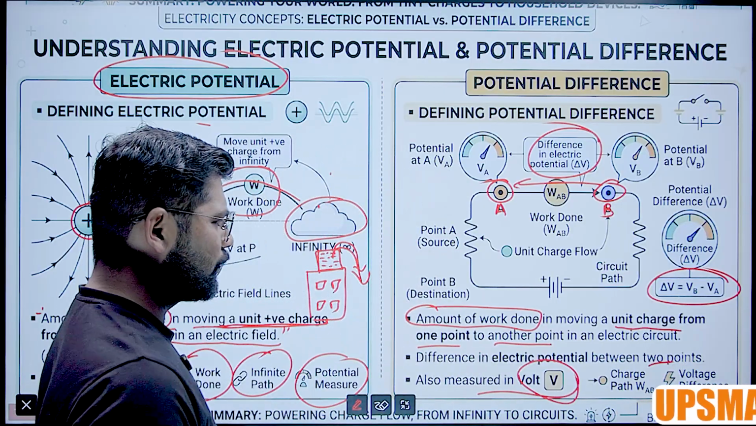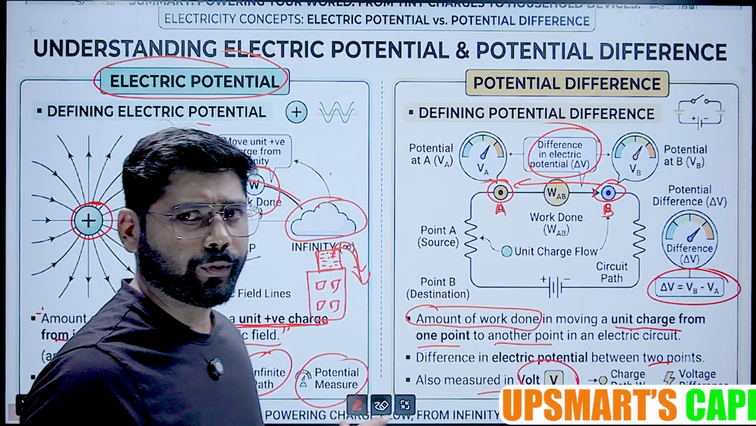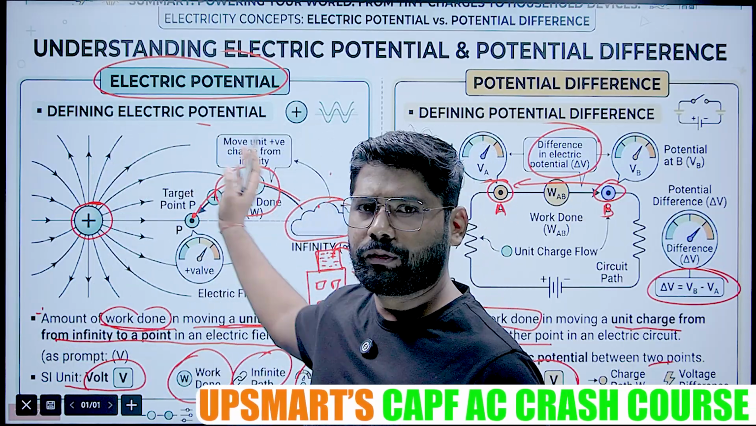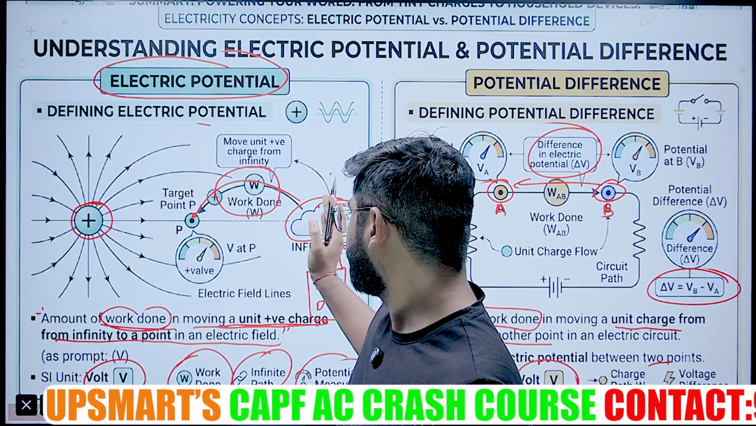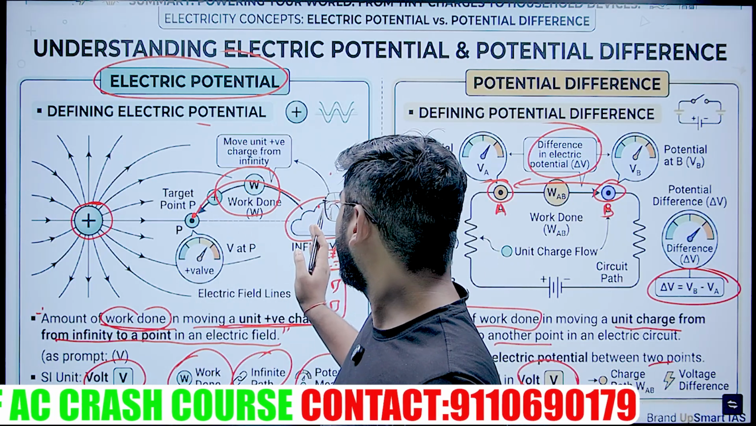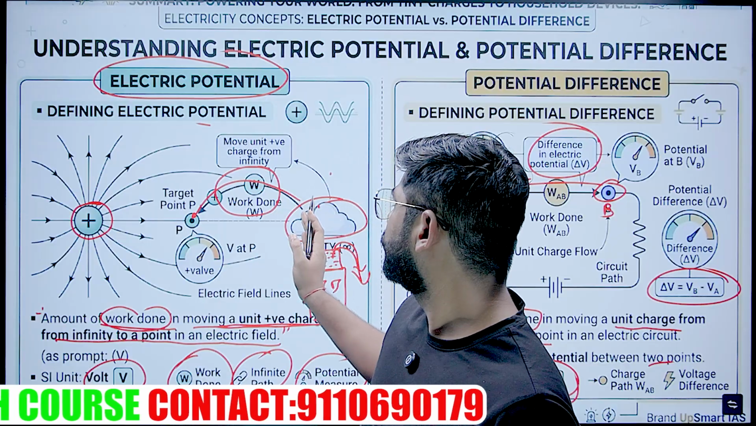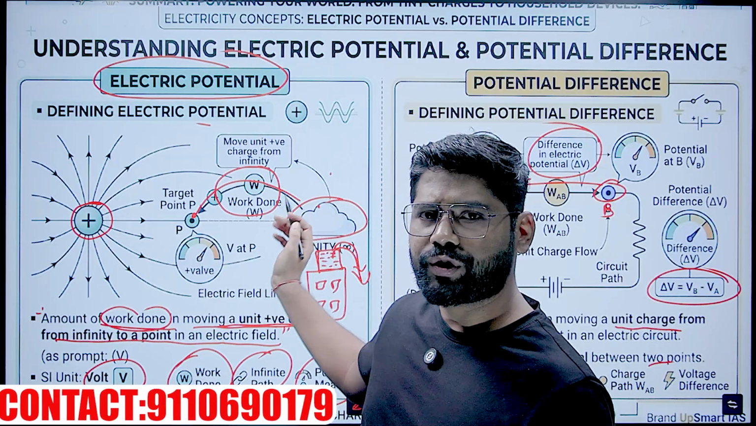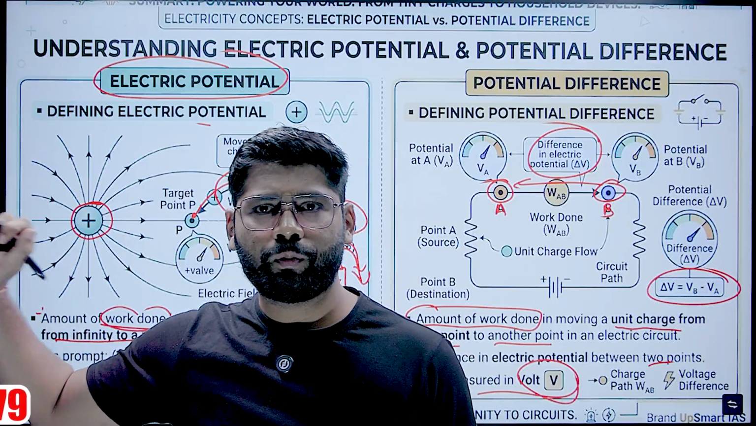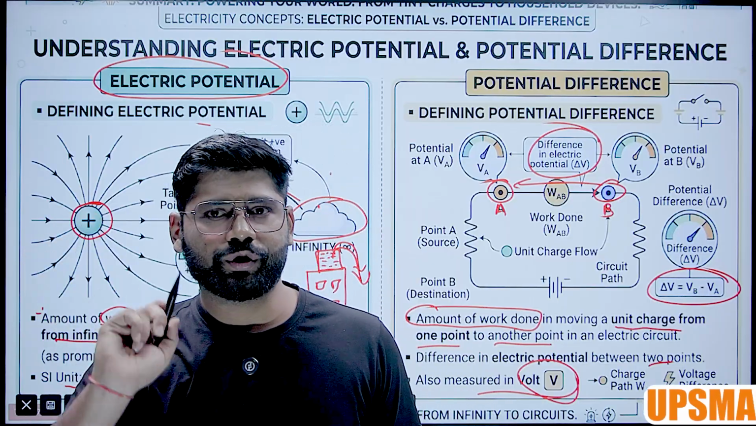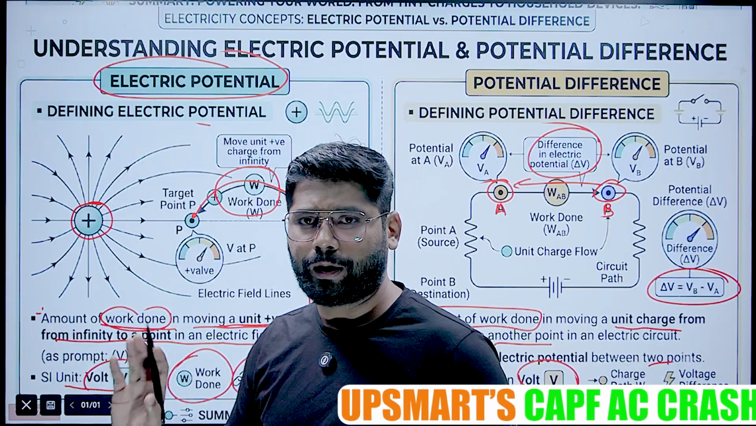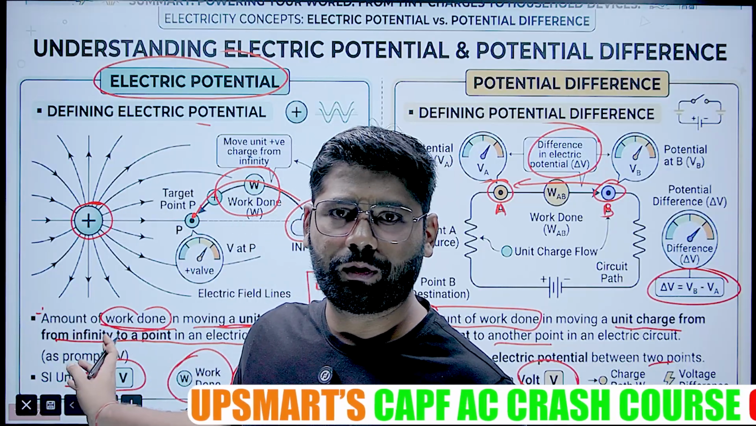So this is the simple concept. The two concepts are very simple, nothing to worry about. Just remember the work done: the positive charge that originates from anywhere in the universe is coming towards a fixed positive charge, or a fixed proton. And this is nothing but calculating the difference between these two points.